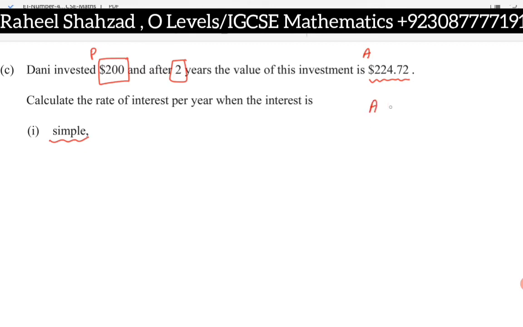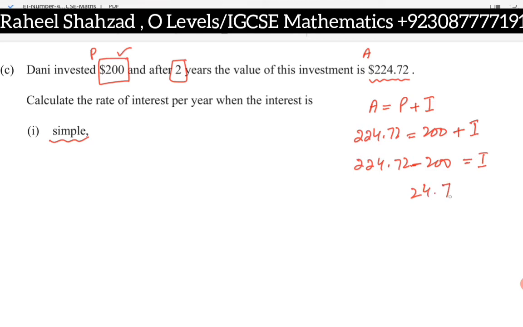So we know that amount is always equal to the principal that you have invested in the bank plus the amount of interest you get. Amount is 224.72, which is equal to 200, the principal value that you initially invested, plus I, the interest. So it is 224.72 minus 200 that will give you the interest, that is $24.72. Now this is the interest gained over 2 years in this scenario.